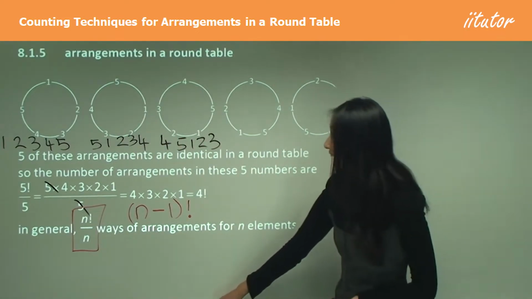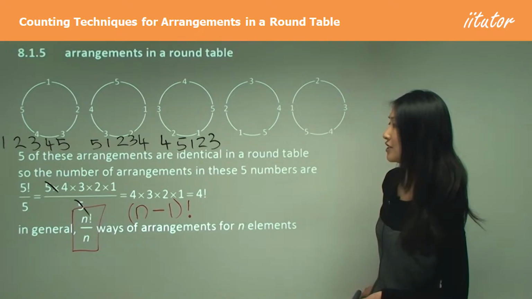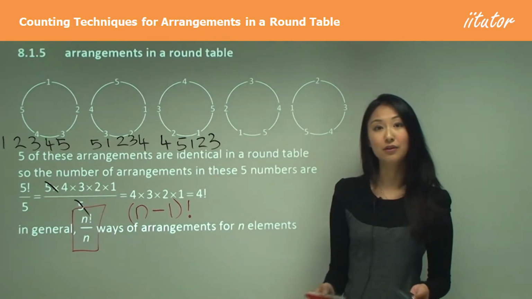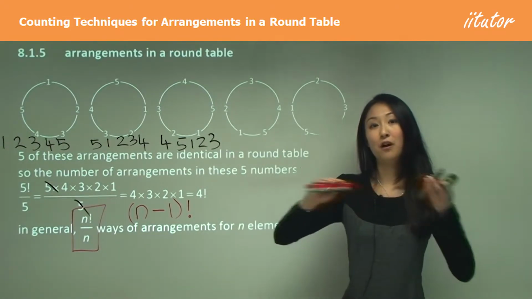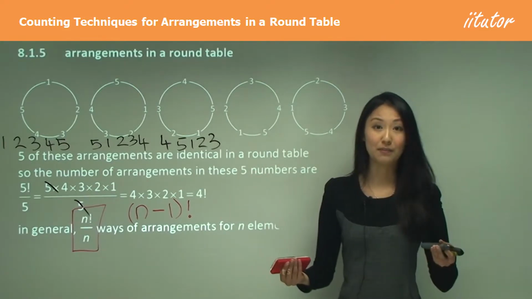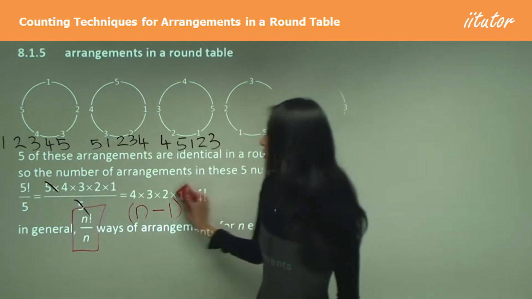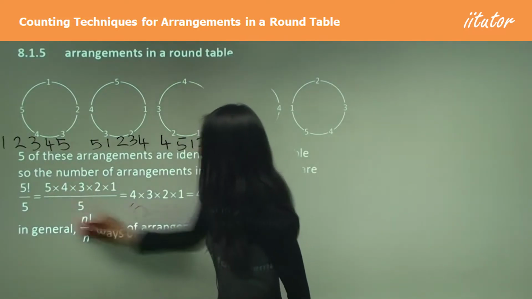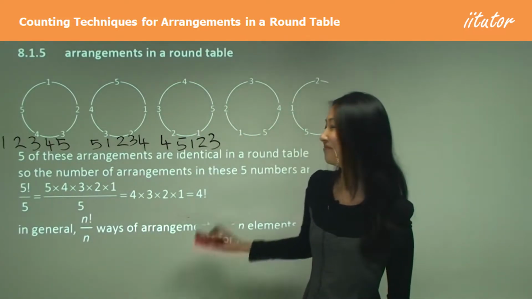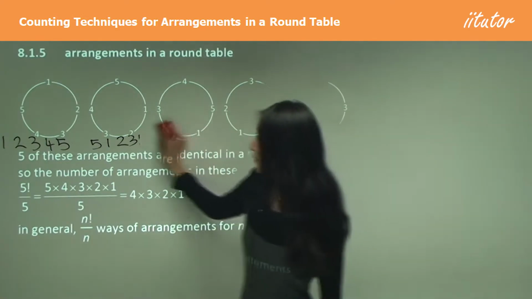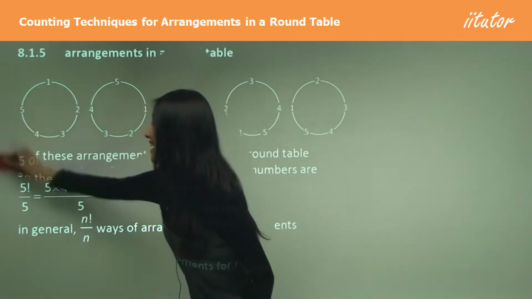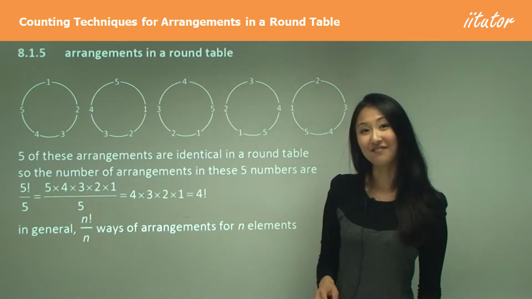So just understand that when we're arranging people or things around a circle, it's intrinsically different from a straight line because there's going to be repeats. Things that are different in a straight line, when you join them together to be a circle, are going to be exactly the same. And if there's 5 people, there'll be 5 arrangements that are exactly the same. So we divide by 5, okay?